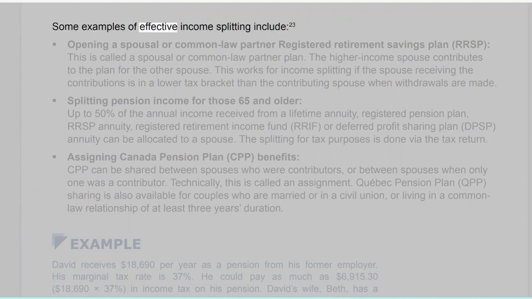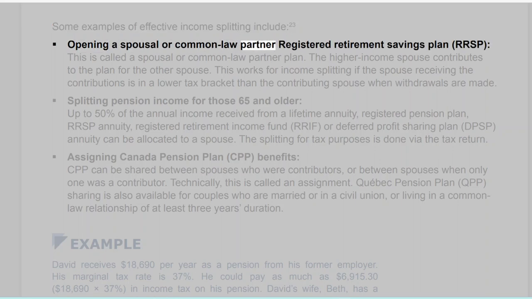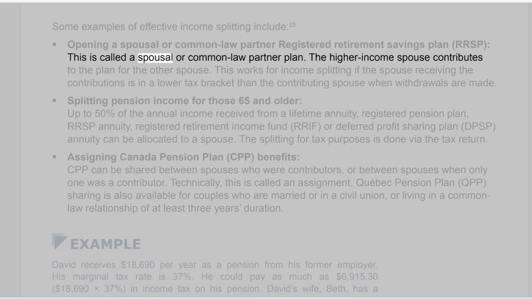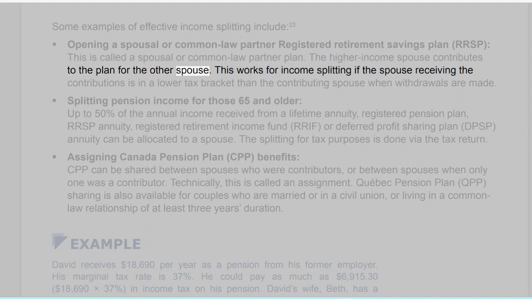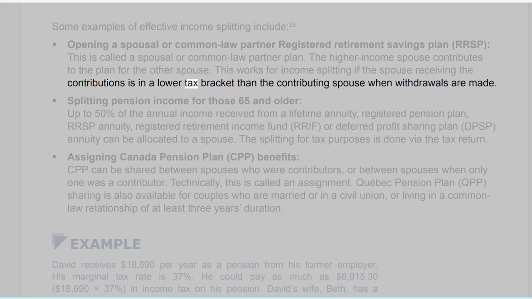Some examples of effective income splitting include: opening a spousal or common law partner registered retirement savings plan, RRSP. This is called a spousal or common law partner plan. The higher income spouse contributes to the plan for the other spouse. This works for income splitting if the spouse receiving the contributions is in a lower tax bracket than the contributing spouse when withdrawals are made.